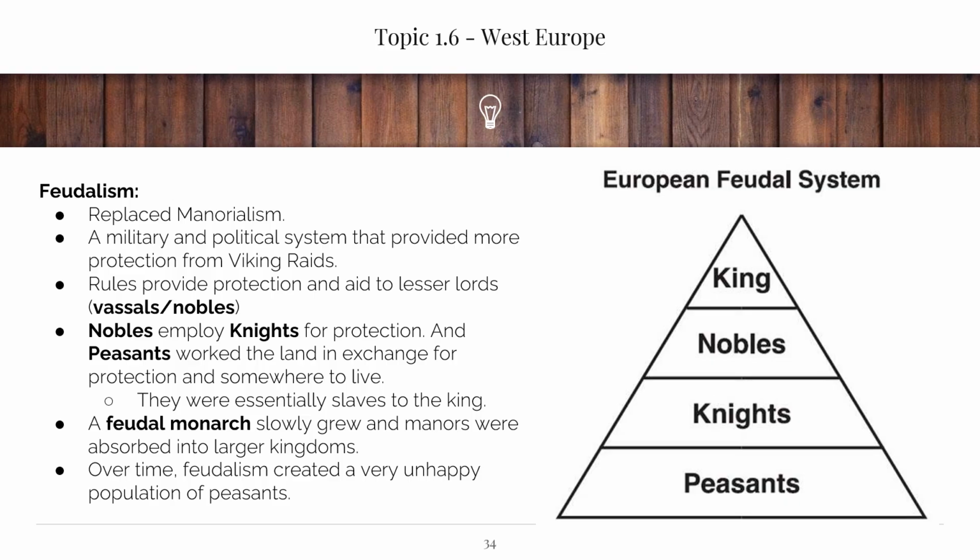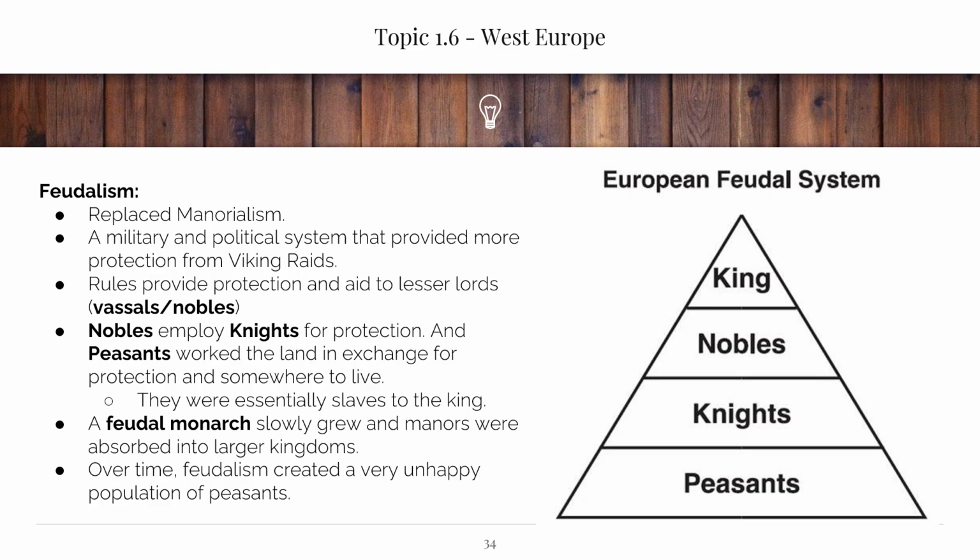The feudal system is going to kind of replace manorialism. Manorialism was more of an economic type. European feudalism is going to be social stratification. It was a military and political system that provided more protection from Viking raids and from other raiding groups. The rulers provided protection to aid the lesser lords, which were the vassals and nobles. Nobles then employed knights for protection, and peasants worked the land just as they had before in the manorial system.